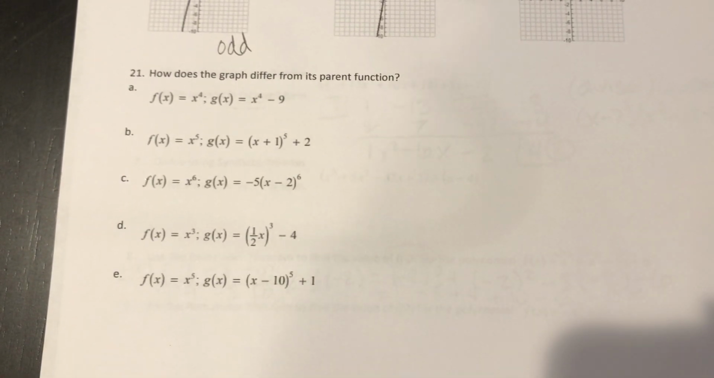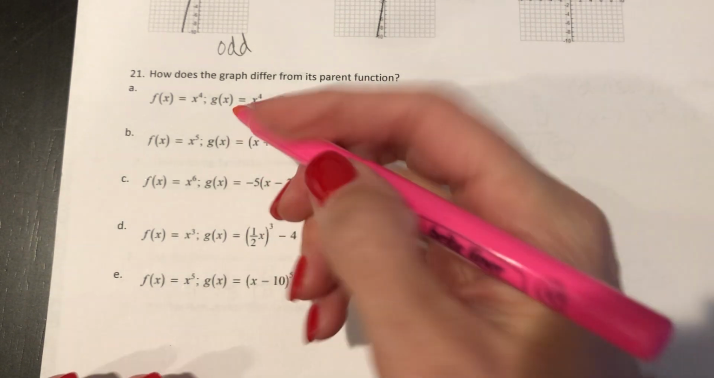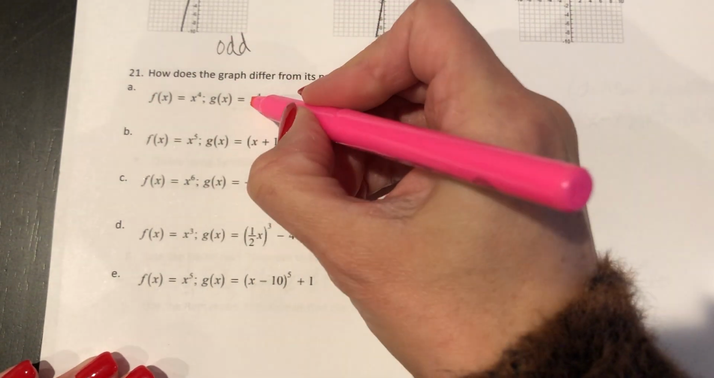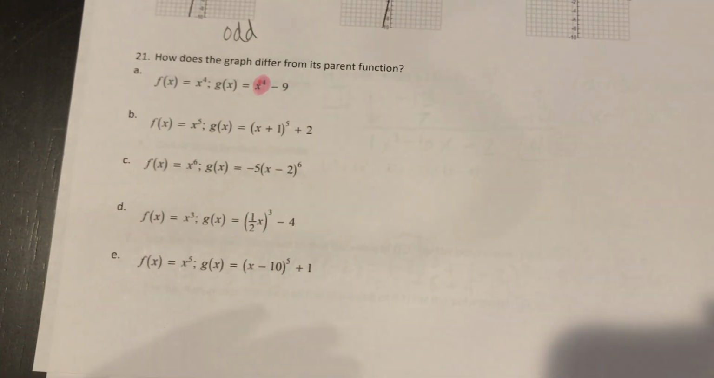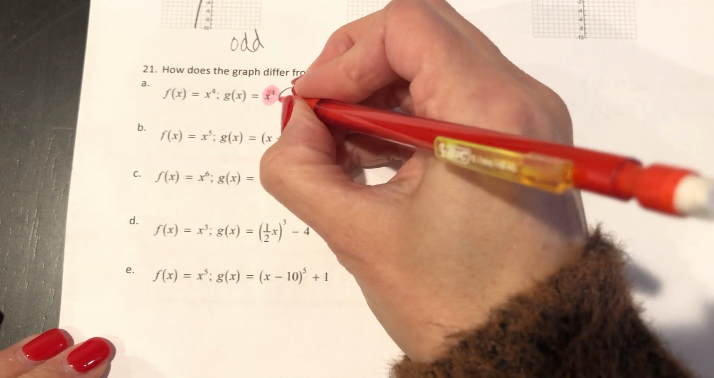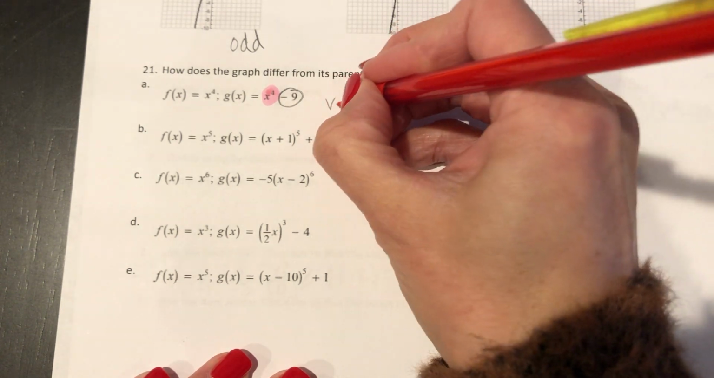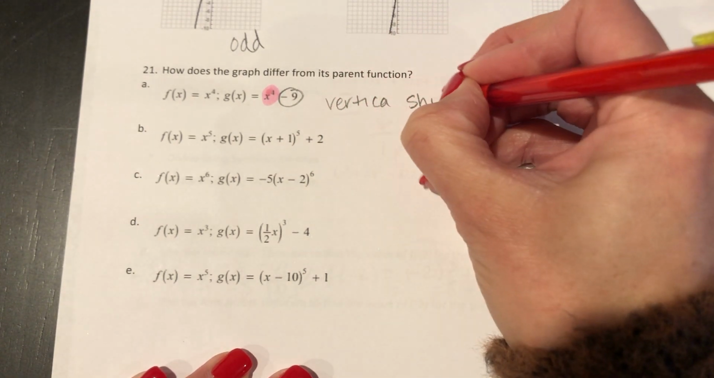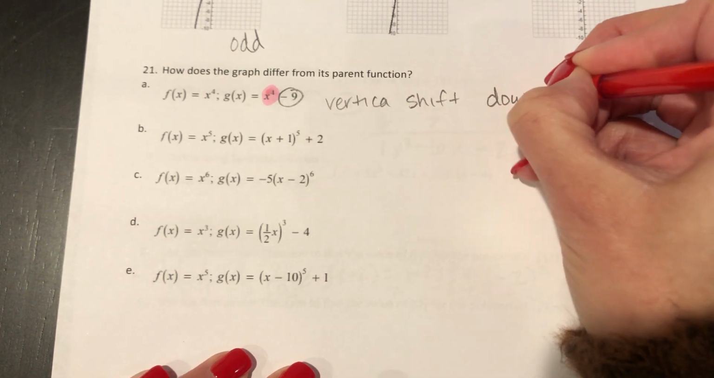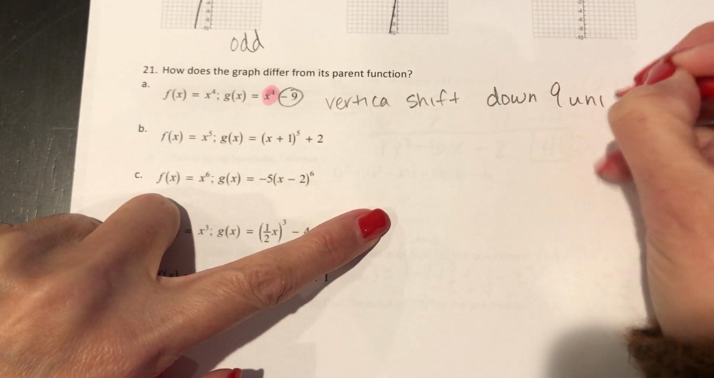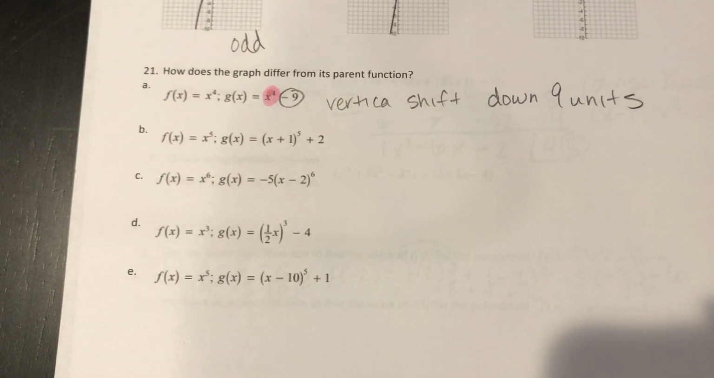21, how does the graph differ from its parent function? So you start with the parent function. You're given x to the fourth. X to the fourth, that's the parent function. So the only thing changing here is this -9. And the -9 is outside parentheses. So that's going to be a vertical shift down, 9 units. And that would be the answer there.